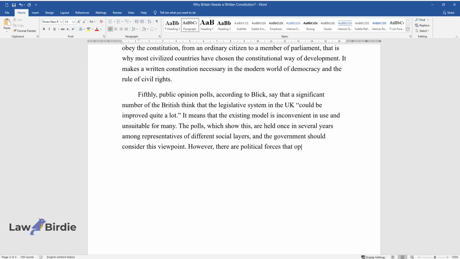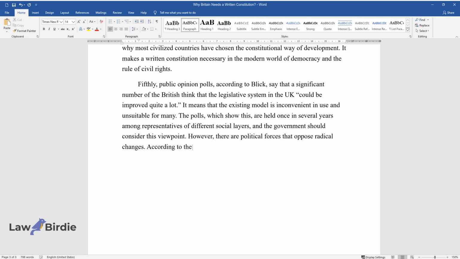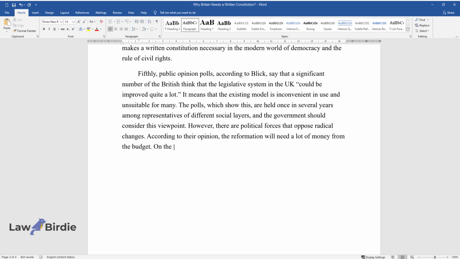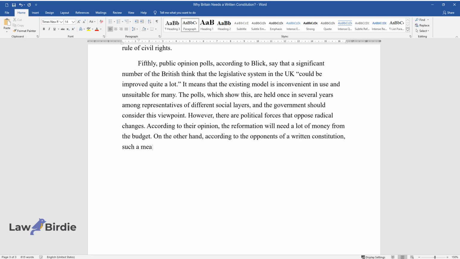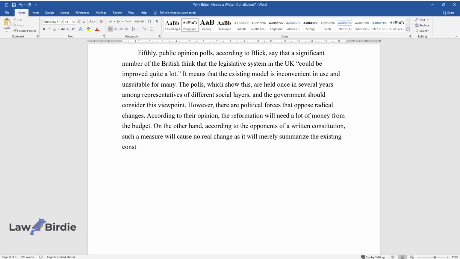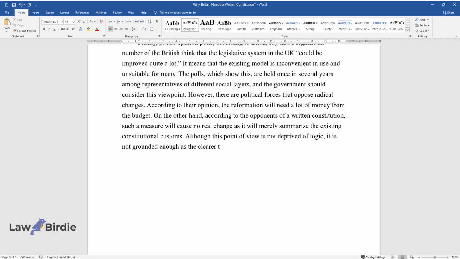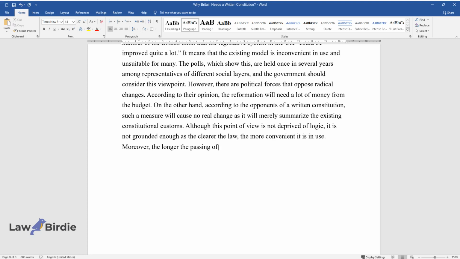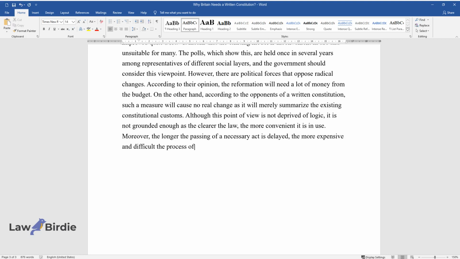However, there are political forces that oppose radical changes. According to their opinion, the Reformation will need a lot of money from the budget. On the other hand, according to the opponents of a written constitution, such a measure will cause no real change as it will merely summarize the existing constitutional customs. Although this point of view is not deprived of logic, it is not grounded enough as the clearer the law, the more convenient it is in use. Moreover, the longer the passing of a necessary act is delayed, the more expensive and difficult the process of adoption will be.